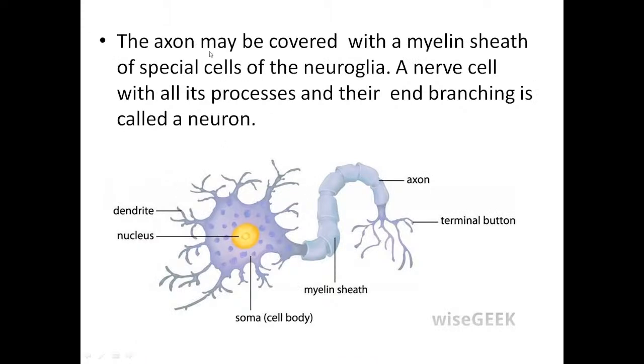The axon may be covered with a myelin sheath of the special cells of the neuroglia, and the nerve cell with all its processes and branches is called a neuron.